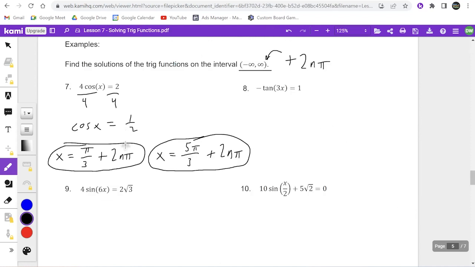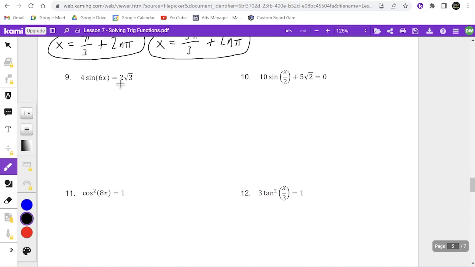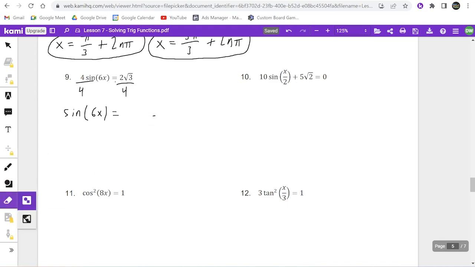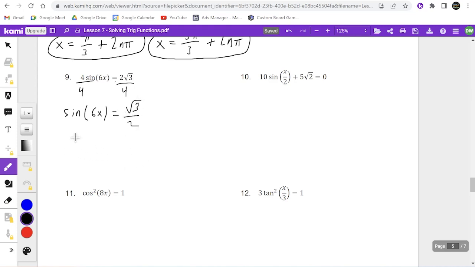Okay, next, number 9. Number 9, we have 4 sine of 6x equals 2 root 3. So again, first thing I'm going to do, solve for sine, divide both sides by 4. That means sine of 6x is equal to 2 divided by 4 is 1/2. So it's really like 1/2 root 3, which of course I'm not going to write like that. I'm going to write it like root 3 over 2 because I am very familiar with root 3 over 2. I know that when I take the arc sine of both sides, I'm going to get 6x equals pi over 3 plus 2n pi.